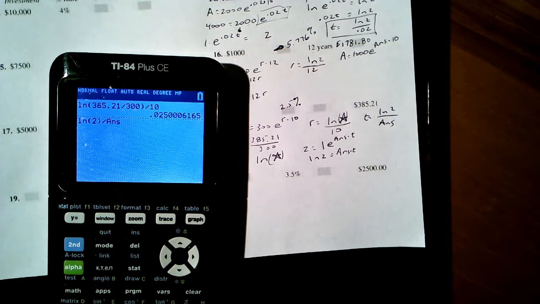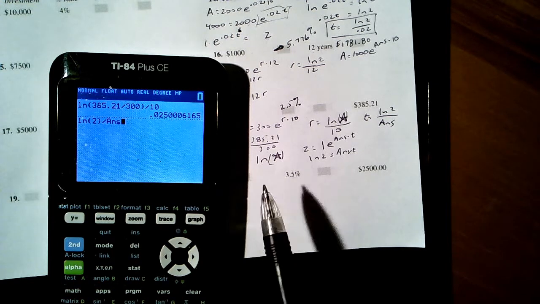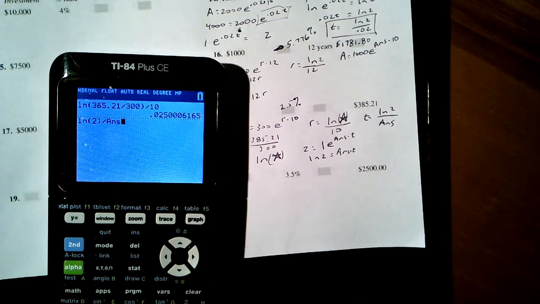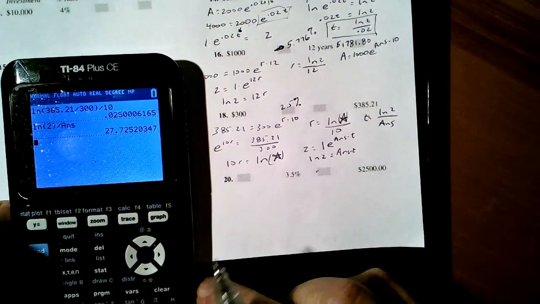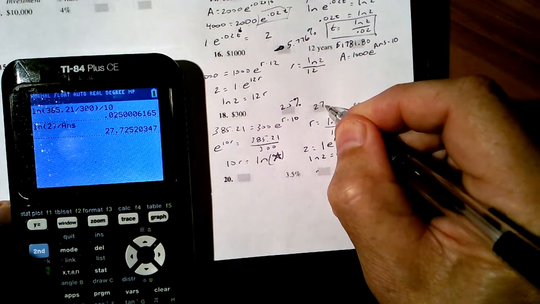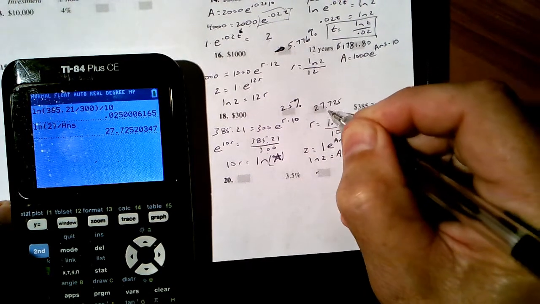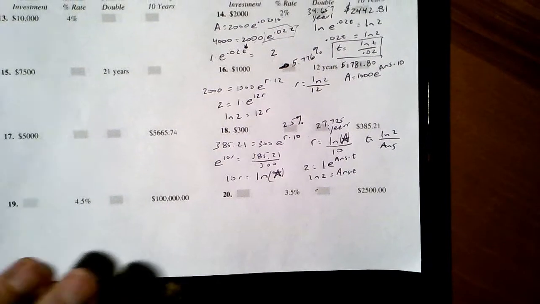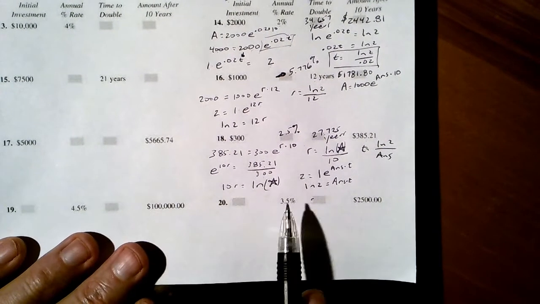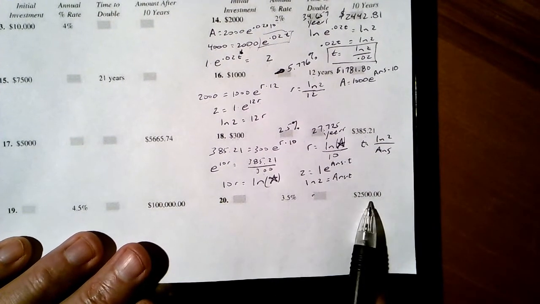If you put 2.5 in there, it could be accurate enough, considering this thing was virtually exactly 2.5%, but not quite. But you might have a little bit of rounding error. So time to double, 27.725 years.